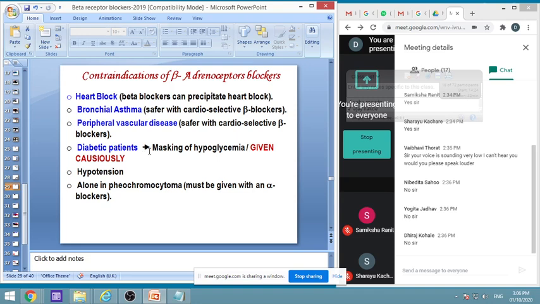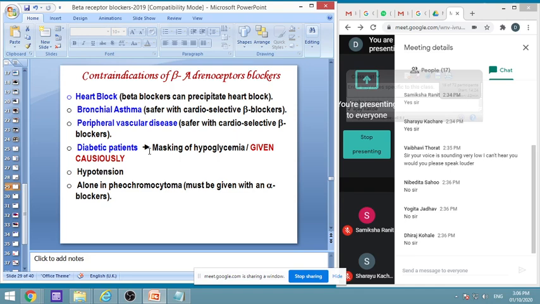In diabetic patients, all beta blockers cause masking of hypoglycemia. So if they are given, caution has to be exercised and the patient has to be warned to regularly keep an eye on the blood sugar level. Then they can cause hypotension. When we started hypertension, I told you that all these antihypertensive drugs can cause hypotension, and another one we call postural hypotension. So this also has this problem.